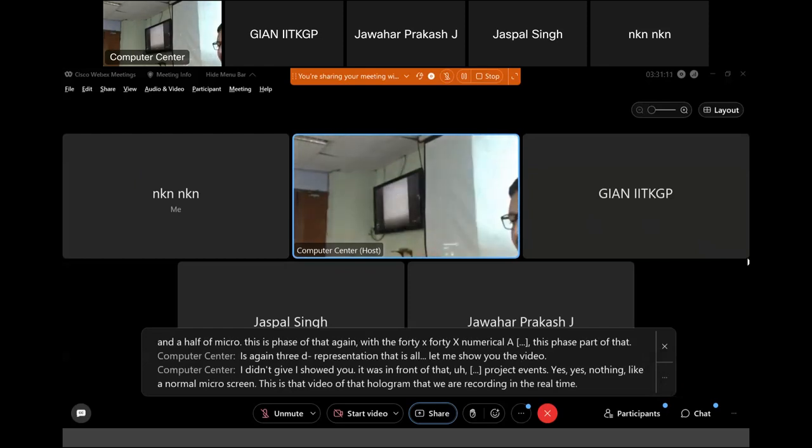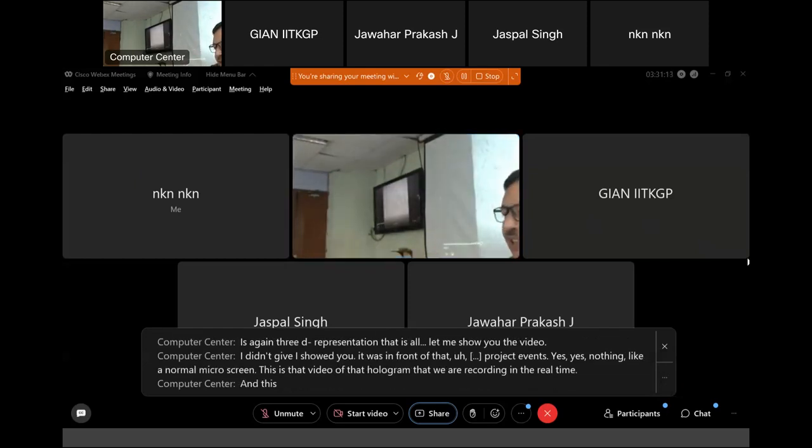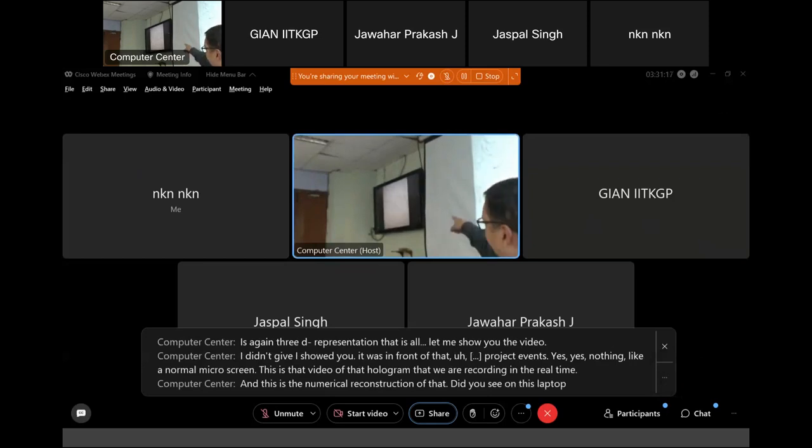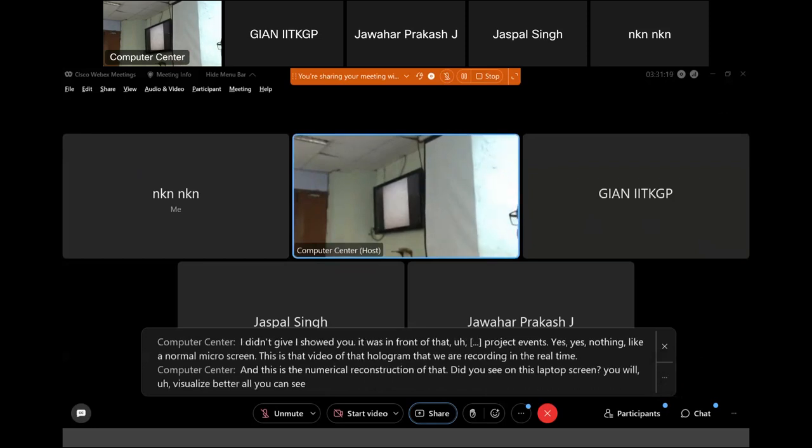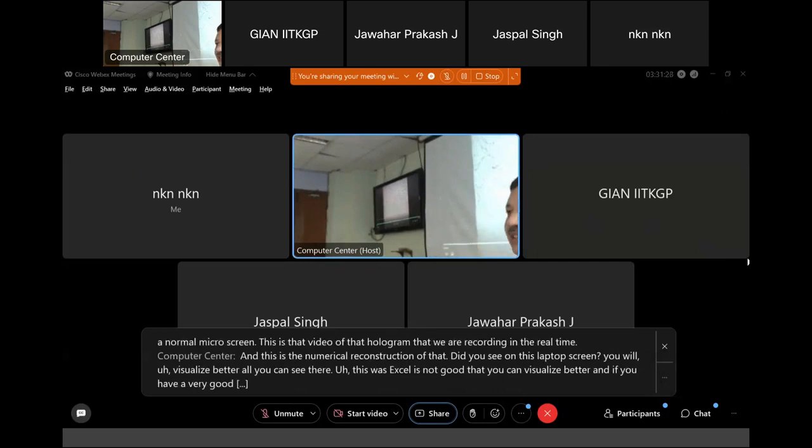And this is the numerical reconstruction of that. If you see on this laptop screen, you will visualize it better. This projection is not good, so you can visualize better there. And if you have a very good 3D display, then you will appreciate it much better, because it is really 3D. We are seeing it in a 2D pattern.